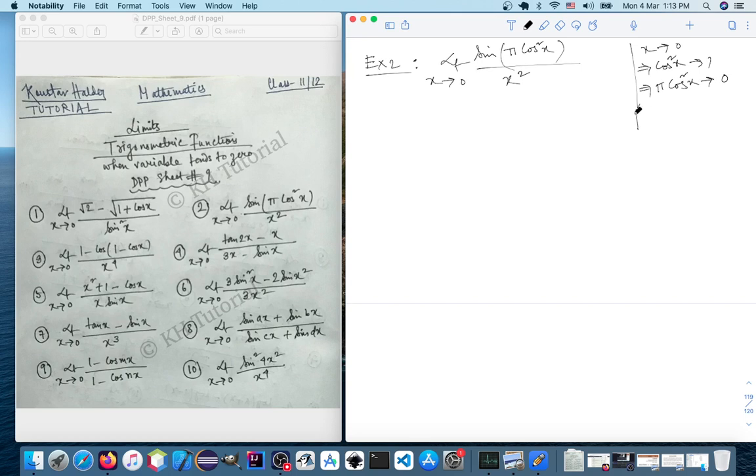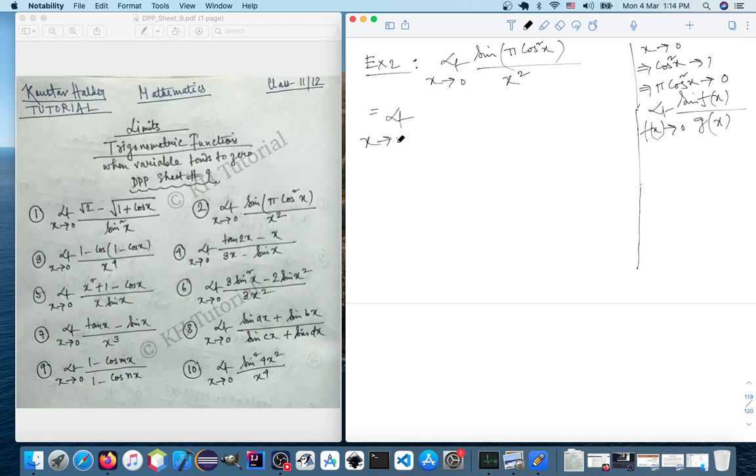So whenever we see this kind of problem, I have explained this in the previous video, that if you see a sine of f(x) where the f(x) is tending to 0, and below we have any other function, we always would like to create the f(x) below the sine f(x) and adjust the f(x) and proceed further. So we will do the same thing here.